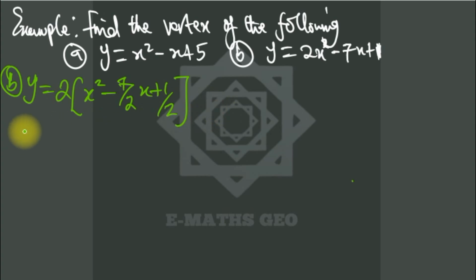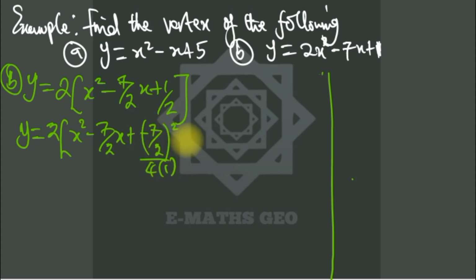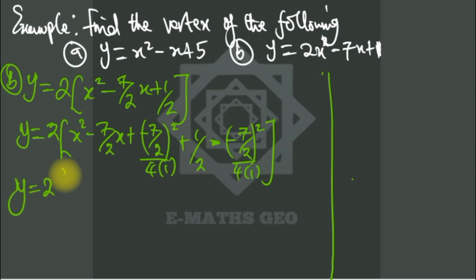So we now start the main thing, which is making this a perfect square. So we add minus 7 over 2 all squared over 4 times 1 to make it a perfect square, but we need to counter by subtracting again. Minus 7 over 2 all squared over 4 times 1. So we have 2 brackets. This is now a perfect square.